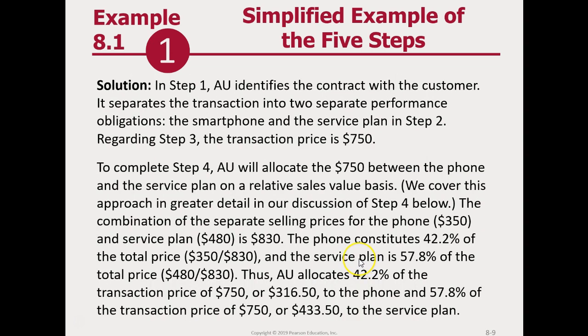So we take the fair value of the phone divided by fair value of the total, which is $830. Fair value of the service, $480, divided by fair value of the total. That gives us percentages. We use these percentages and multiply them by the transaction price. You're going to have lots of opportunity to work on this. We just wanted to get you a little overview.